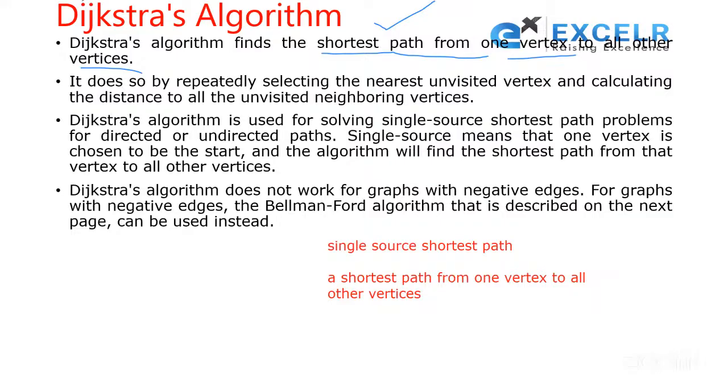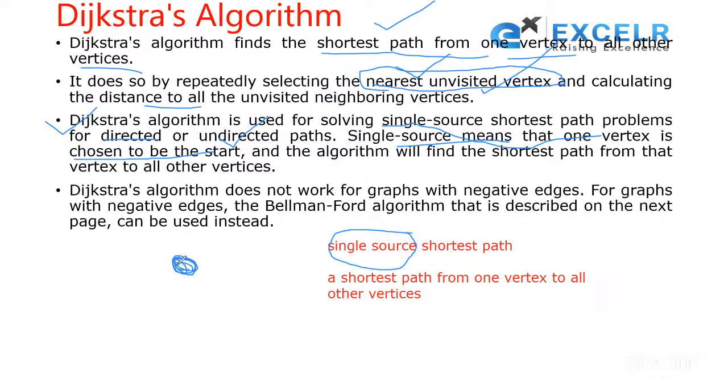Right? Then see, it does so by repeatedly selecting the nearest unvisited vertex. Means when it is calculating the shortest distance, it is selecting the nearest unvisited vertex and then calculating the distance. So that we will check with the help of an example. Don't bother about that. Then Dijkstra's algorithm is used for solving the single source shortest path problem for directed as well as undirected graphs. And by single source, we mean what? One vertex is chosen to be the start. That I already told you. When I say single source, means we are selecting a vertex, right?